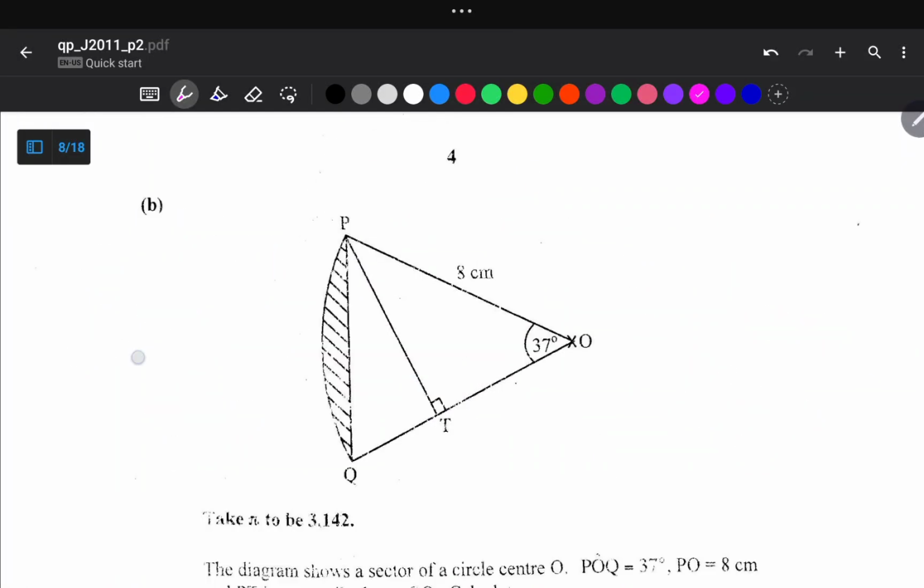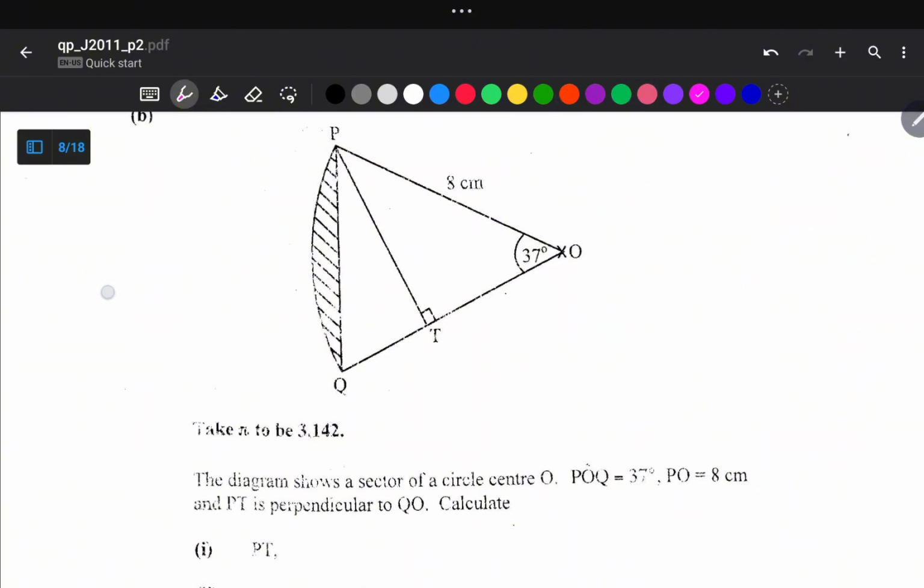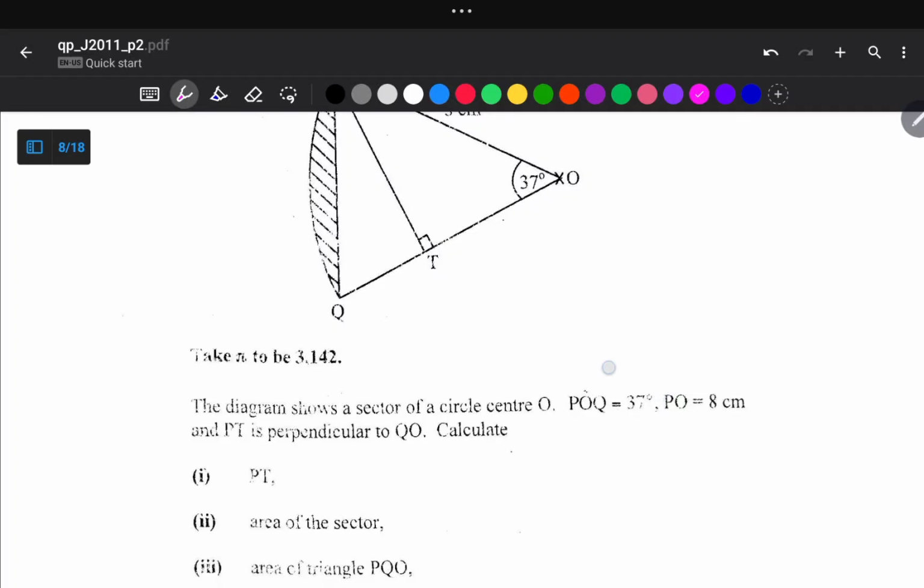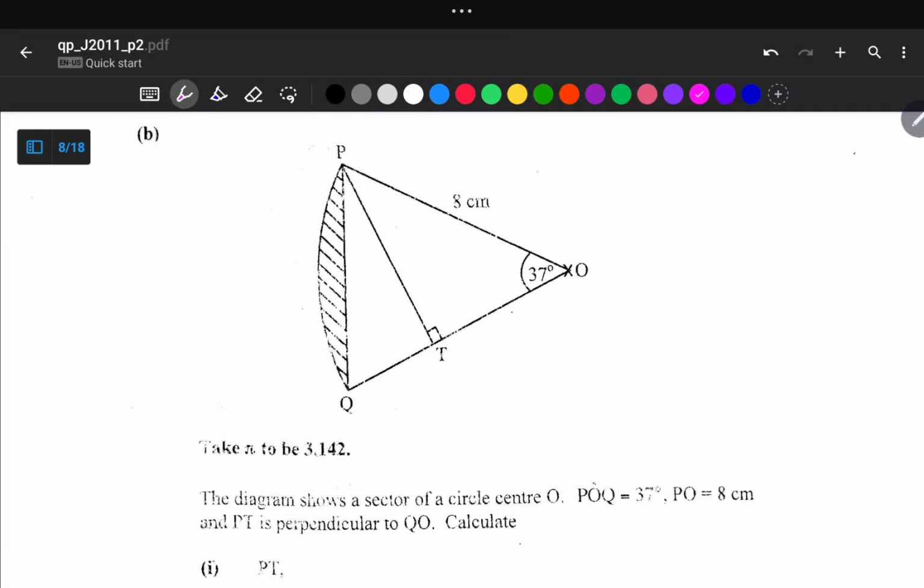So let us move on to part B of our question number 3, which says taking pi to be 3.142. The diagram shows a sector of a circle, center O. POQ is equal to 37 degrees, PO is equal to 8 centimeters, and PT is perpendicular to QO. So we are required to calculate this PT here.